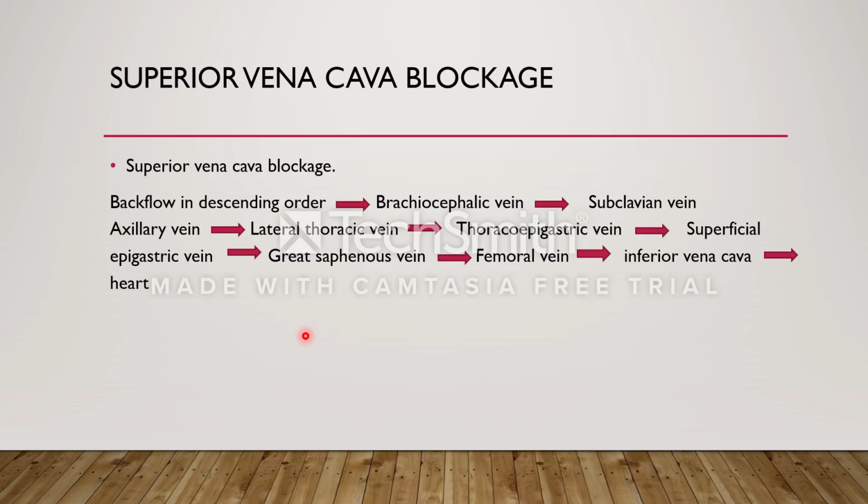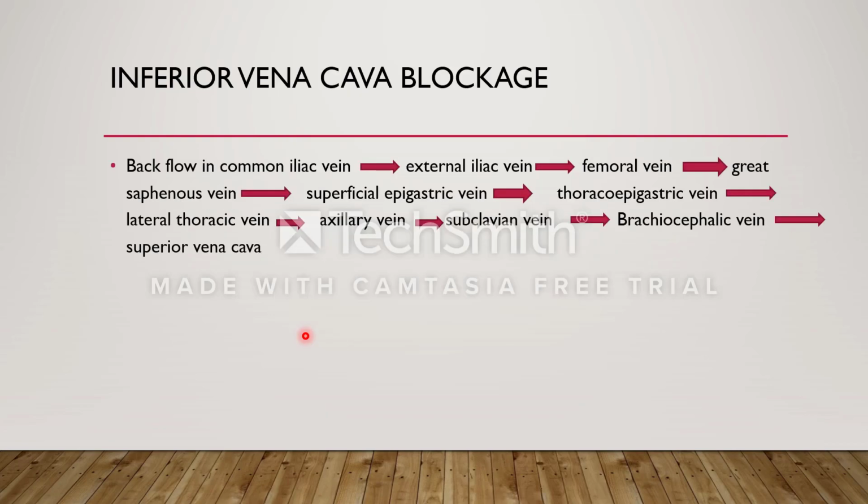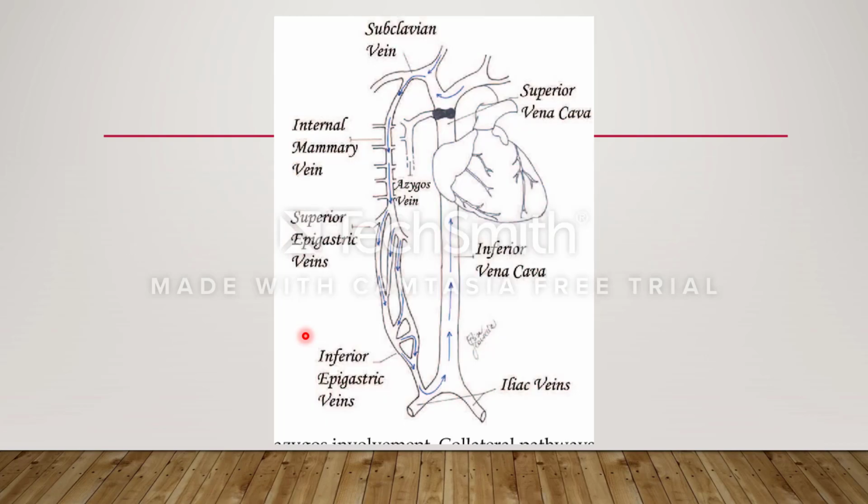Now we will discuss two types of blockage. One is superior vena cava blockage and one is inferior vena cava blockage. So what will happen if the superior vena cava is blocked? See here, all the venous drainage accumulates through these veins and tries to enter the superior vena cava. But what is happening here? There is an obstruction or blockage.